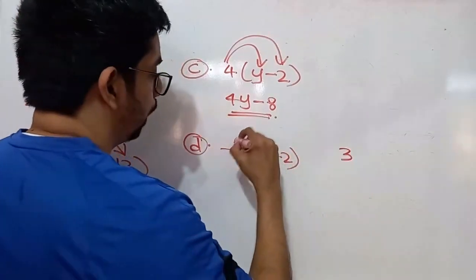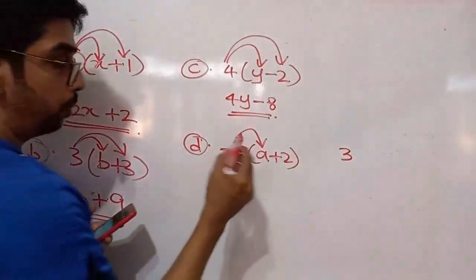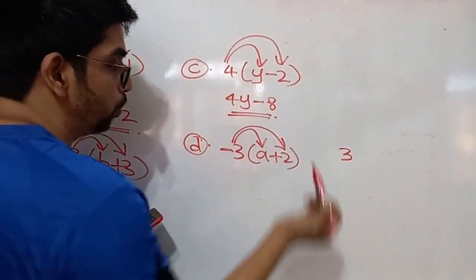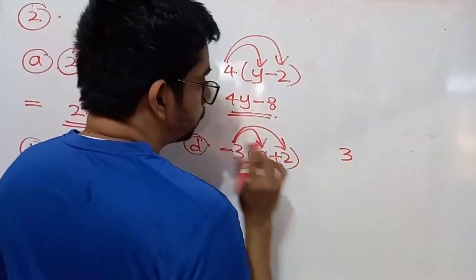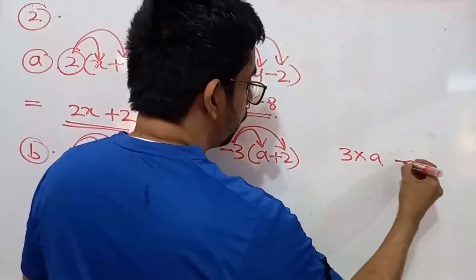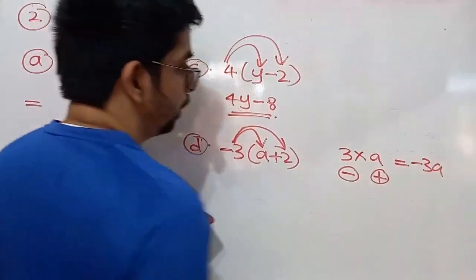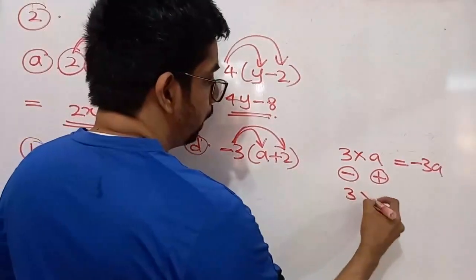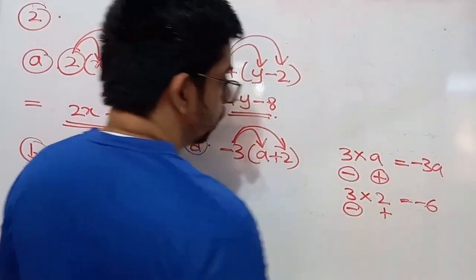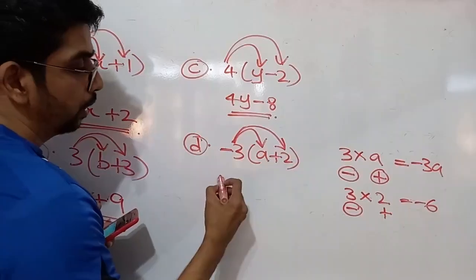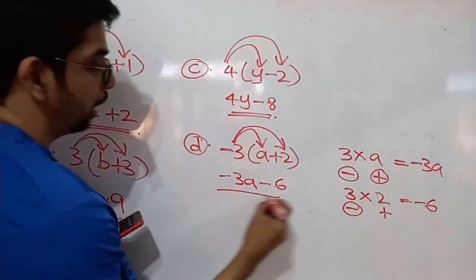Right. Let's look at this one too. So with this negative 3, this is a negative 3. We have to multiply both a and positive 2. We have to multiply both. So look, 3 into a, we know that is 3a, but this is negative, this is positive, so here we get negative 3a. Right? 3 into 2, we know that is 6. This is negative, this is positive, so this is also negative. So what do we have here? Negative 3a, negative 6.